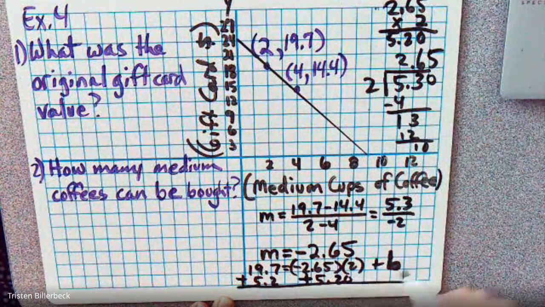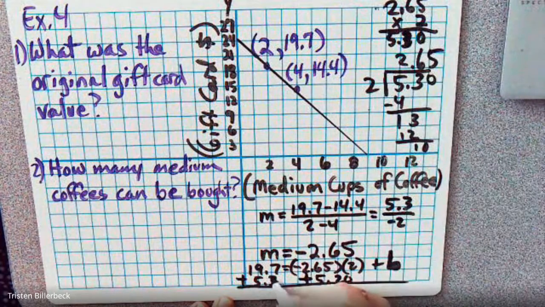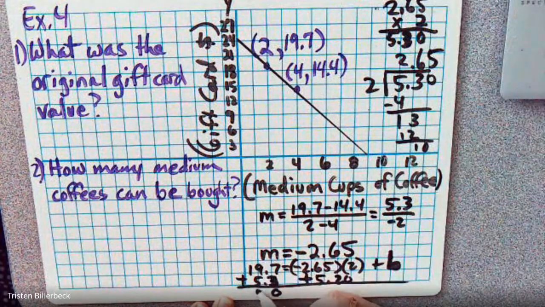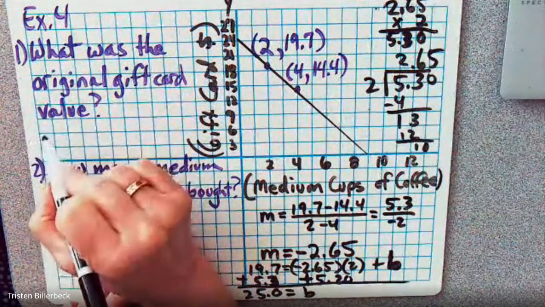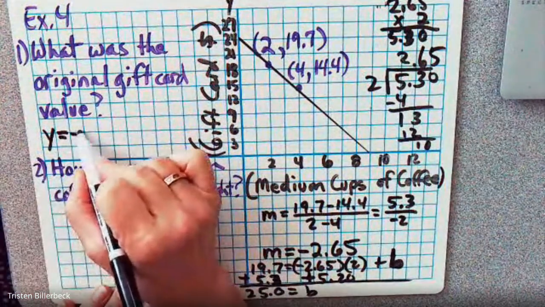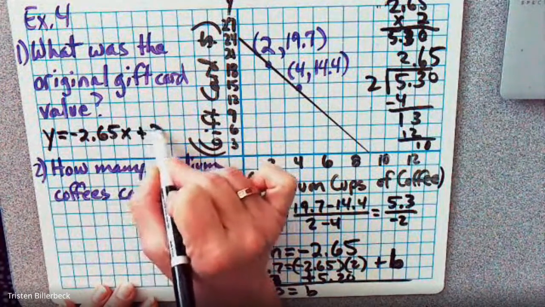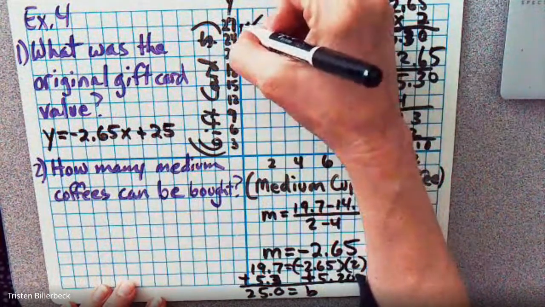I forgot to carry that. Okay, so then we have 25. So we just found it. So that's 0, and that's b. So we just found our b. So our equation then is y equals -$2.65 per cup of coffee, and we started out with a $25 gift card. Okay, so that's how you would make an equation from that. So this value right here is $25.